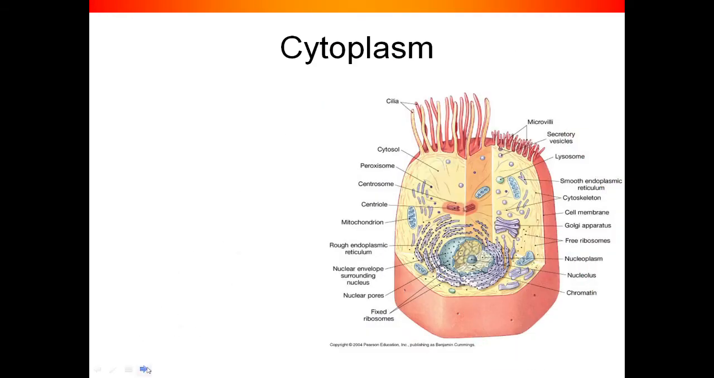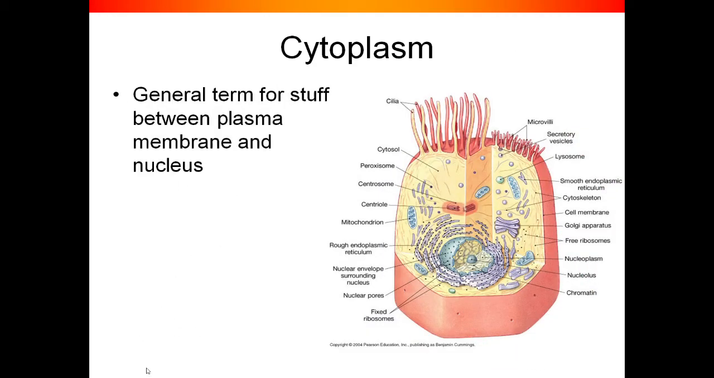All right, the cytoplasm. The cytoplasm is a general term for all of the stuff inside the cell, or all of the stuff between the plasma membrane and the nucleus. So between the plasma membrane and the nucleus, that's the cytoplasm, right? The cytoplasm is divided up into two components. The cytosol, which is the fluid inside the cell, contains things like potassium ions, proteins, carbohydrates, lipids, things like that. And the other portion of the cytoplasm would be the organelles. And this term organelle literally means tiny organ.